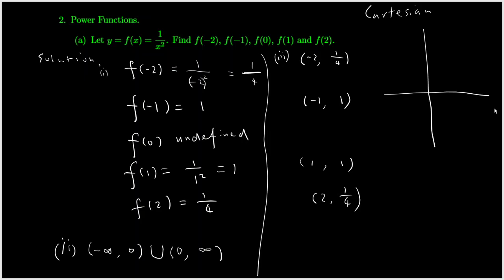You look at the points on the graph. The point with x coordinate of -2, y coordinate of 1/4 is on the graph. It's kind of here, right? And (1, 1) is on the graph. The point with x coordinate of -1 and y coordinate of 1 is on the graph. The origin, there's no point on the graph corresponding to the origin, right? And so now let's say (1, 1) is on the graph, and then (2, 1/4) is on the graph.